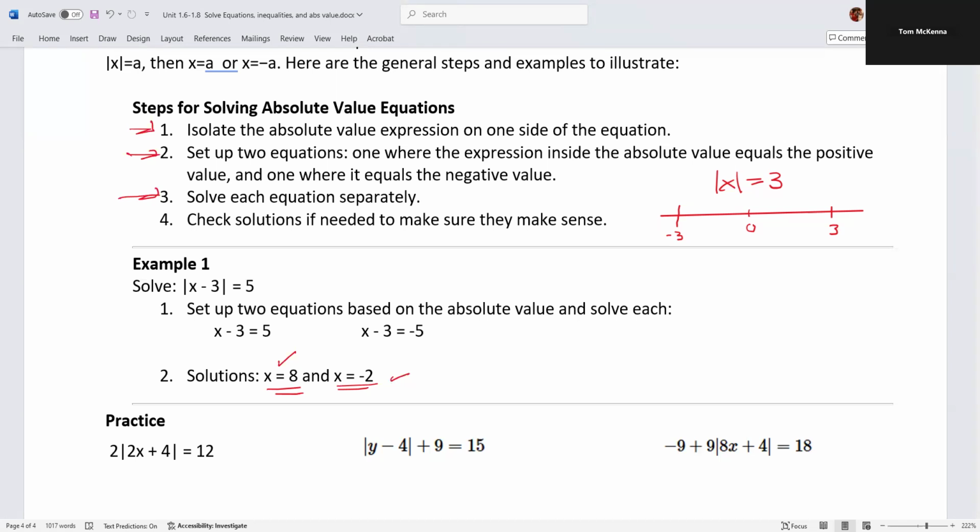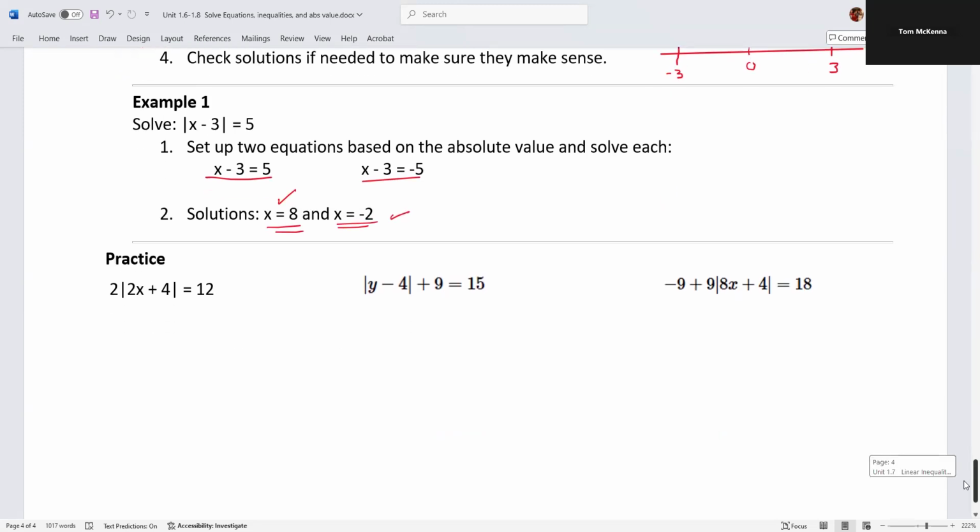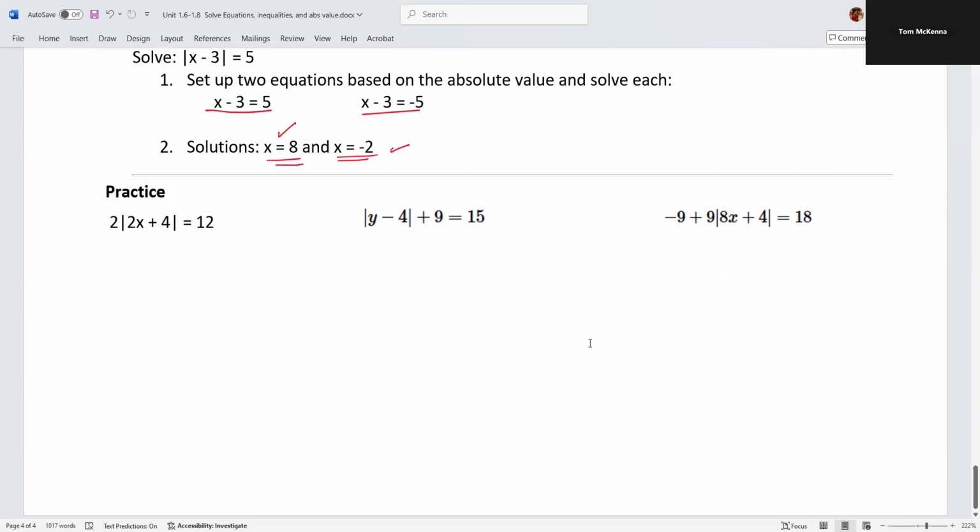So you can see in this example, how did I get the 8 and the negative 2? Well, I took what was inside the absolute value, the x minus 3, and I set it equal to both the positive 5 and the negative 5 and solved each. These are real simple equations to solve, so you can see where the 8 and the negative 2 came from. Okay, so very, very simple. So let me scroll down here a little bit, and we'll go ahead and solve a couple of these from the notes. We've done this in class.